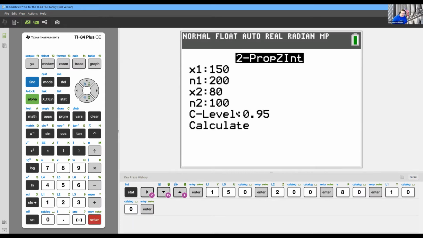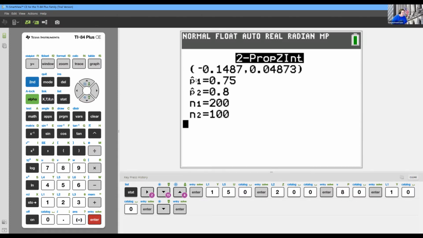Now you see how it says level, 0.95, that'll get you a 95%. If I wanted 99, I just type in 0.99. If I want 90, I type in 0.90. Do you see, you just tell it the numbers it needs and it'll do the rest for you. Pretty cool? Yeah. So that one's good. Go down to calculate, hit enter.